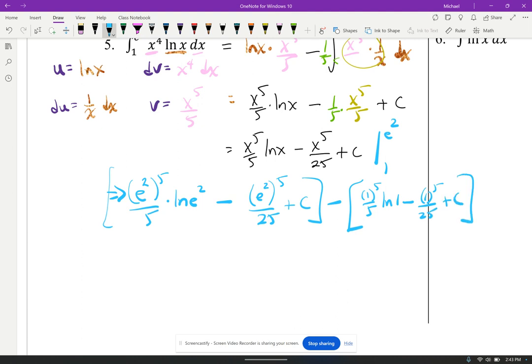So remember, the first part of the fundamental theorem says if I want to find a definite integral value, take the antiderivative, substitute the top limit into the formula, substitute the bottom limit into the formula, and then subtract them.